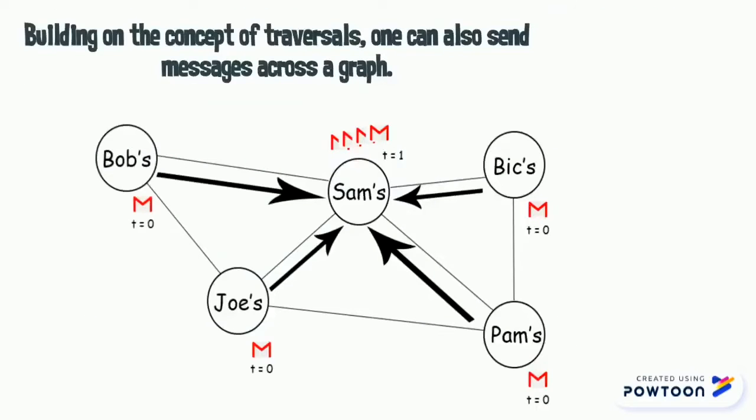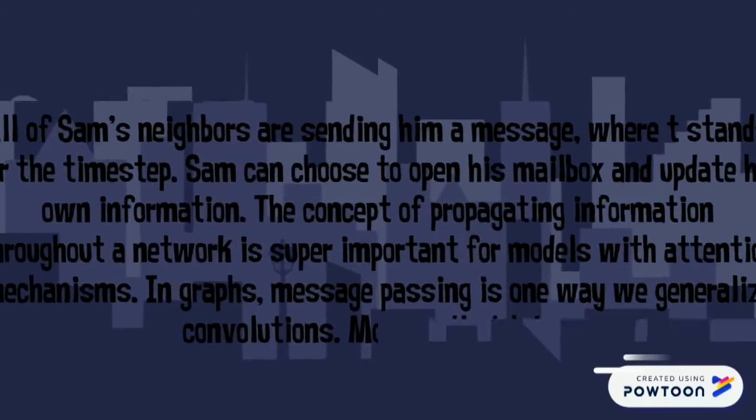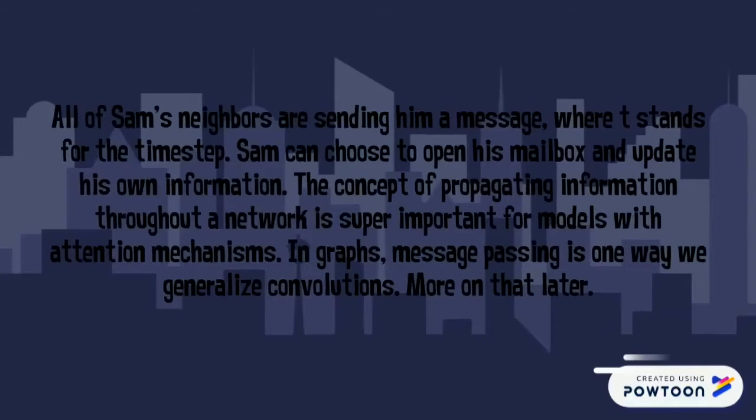Building on the concept of traversals, one can also send messages across a graph. All of Sam's neighbors are sending him a message, where T stands for the time step. Sam can choose to open his mailbox and update his own information. The concept of propagating information throughout a network is super important for models with attention mechanisms. In graphs, message passing is one way we generalize convolutions. More on that later.